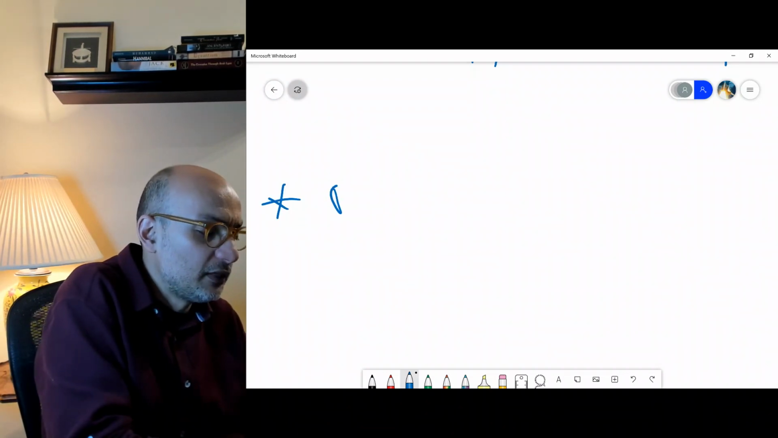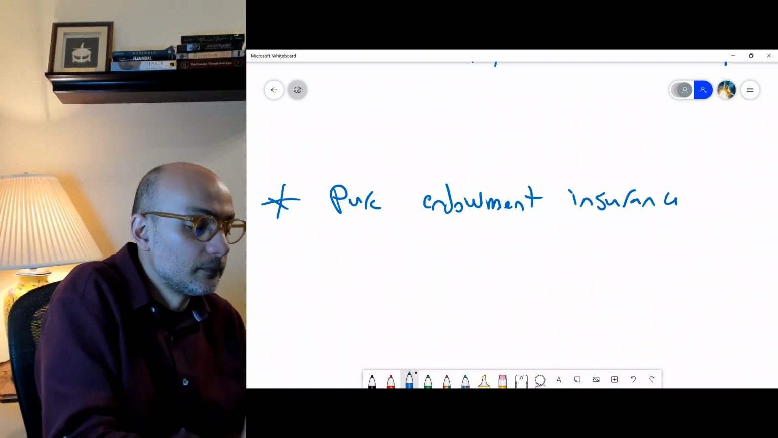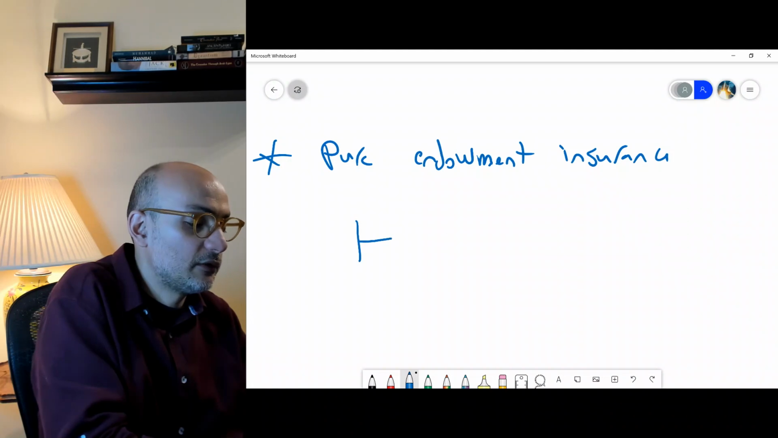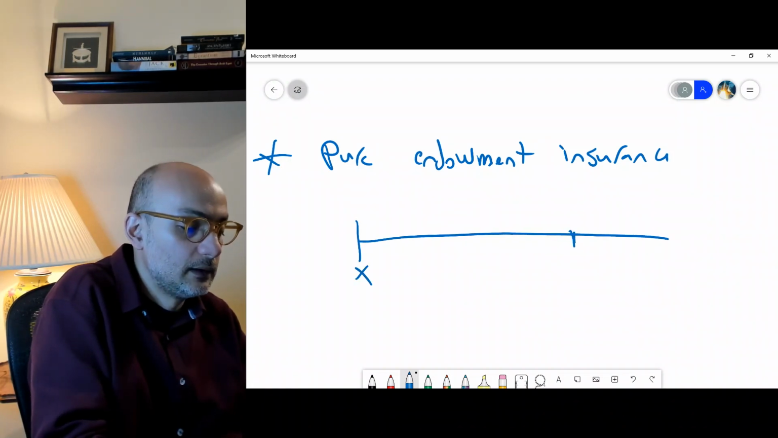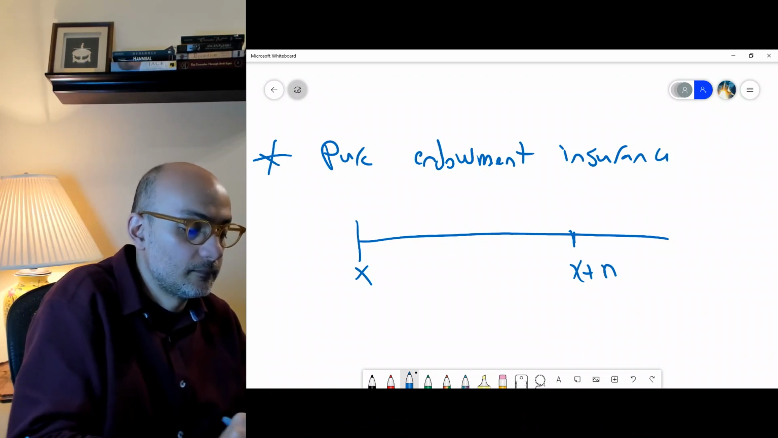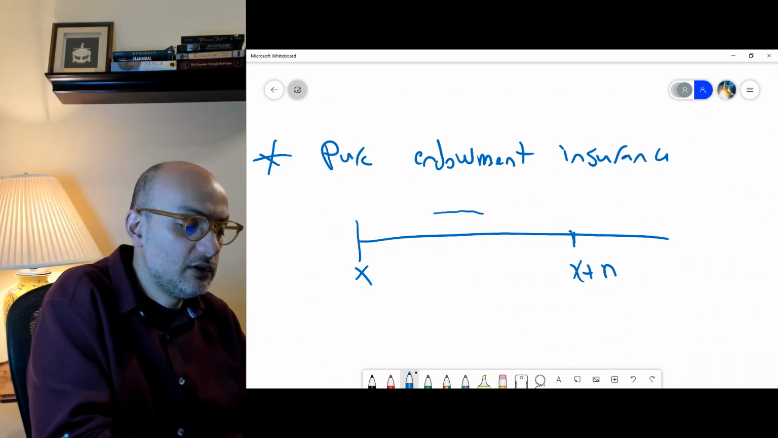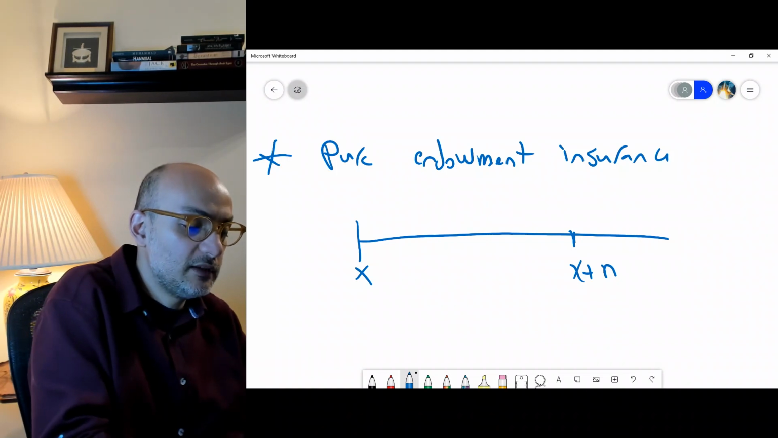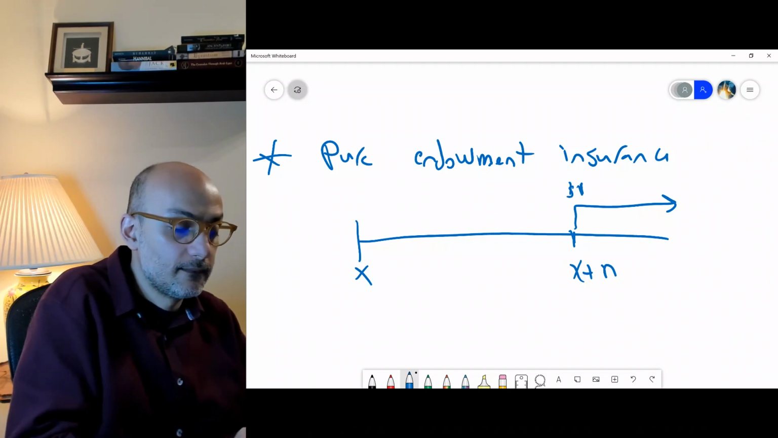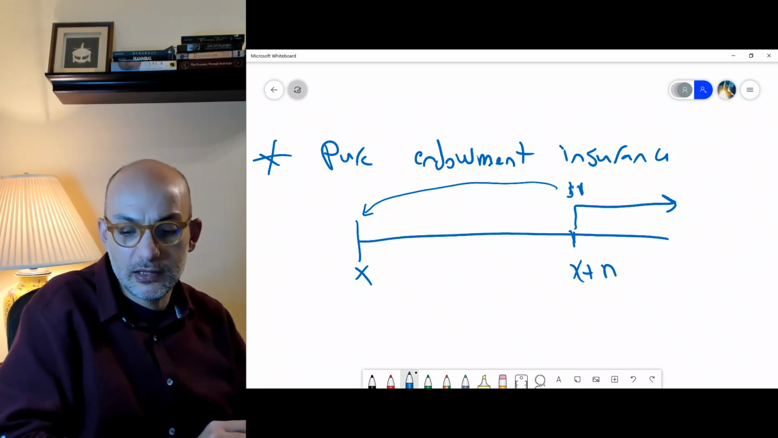Now we will look at another term. It's called the pure endowment. Pure endowment insurance. Now somebody age x here, and then they have x plus n. In the previous term insurance, we said if death occurs here, you get money. But here, payment is made if you survive, and then we need to get it back here. So the payment is made if you survive.